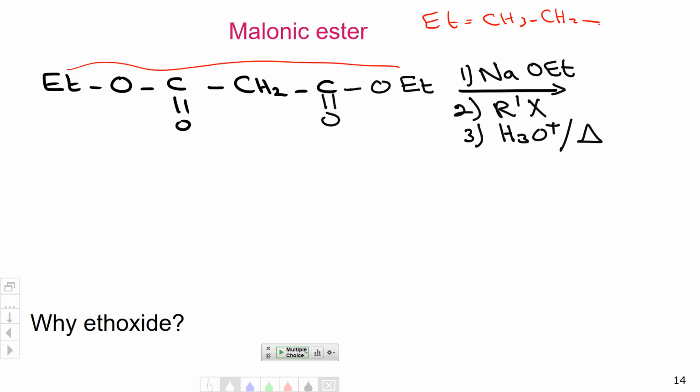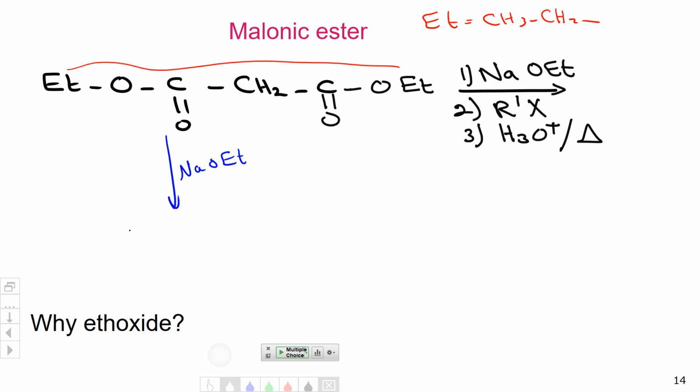Now, the same as the very typical steps to alkylate the alpha carbon of a monoketone, which is LDA followed by R prime X, there are also three typical steps to alkylate and produce something from the malonic ester. So let's start with the first step, which is using sodium ethoxide. Just note that we're not using LDA in here, we're using sodium ethoxide.